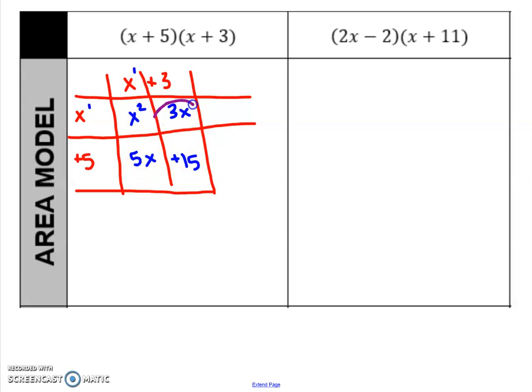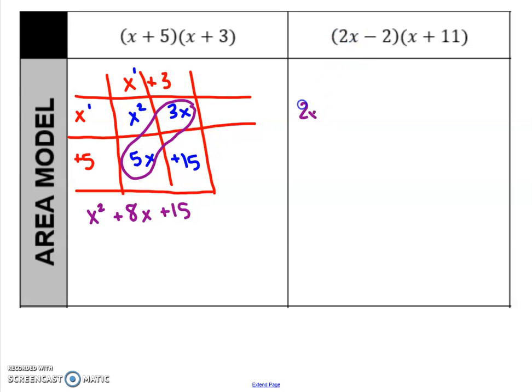Once I'm here, this all together will equal my area. And so I'm just going to add it all up, which means since there are variables in there, I'm going to combine like terms and simplify as much as I can. For standard form, my highest exponent will always be this left corner. My constant's always going to be this right corner. So here we go. We have x squared. Then I have 5x plus 3x is going to give me 8x. And then I have my constant 15. So x squared plus 8x plus 15 is the product of these two factors. Okay, and that's the area model. So let's do it a couple more times.